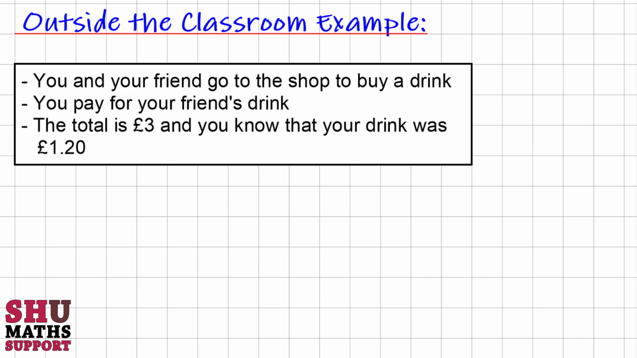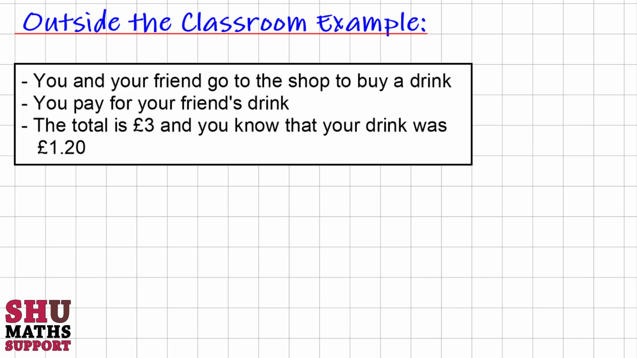It doesn't always have to involve letters when we're doing it, and we tend to do it quite quickly and without much thought. So I'll give you an example. Let's say you and your friend go to the shop to buy a drink. Your friend didn't realise it was cash only and only has his card, so your friend asks you if you can pay and then they'll give you the money back later. The drinks in total cost £3 and you know that your drink was £1.20.